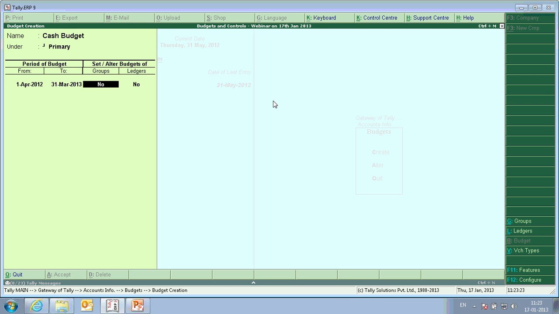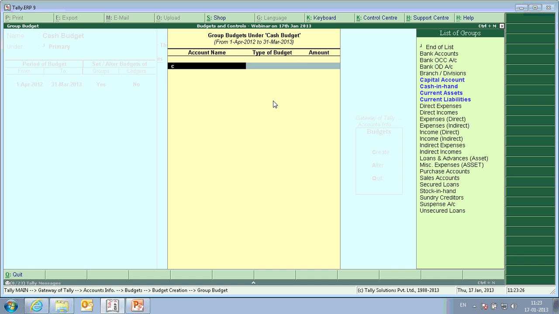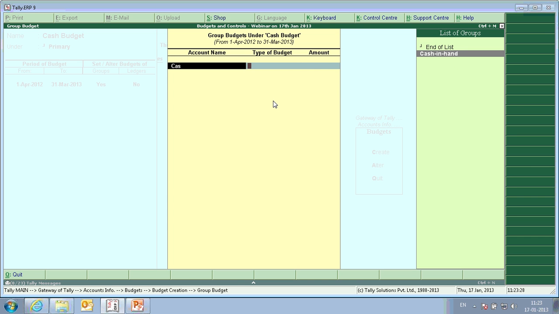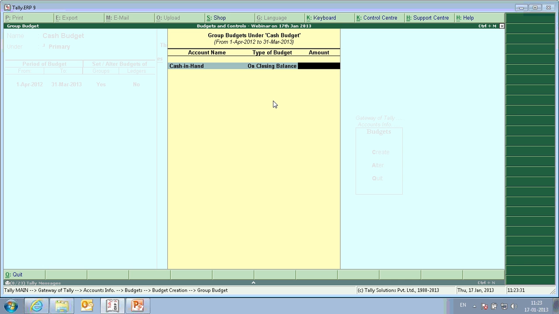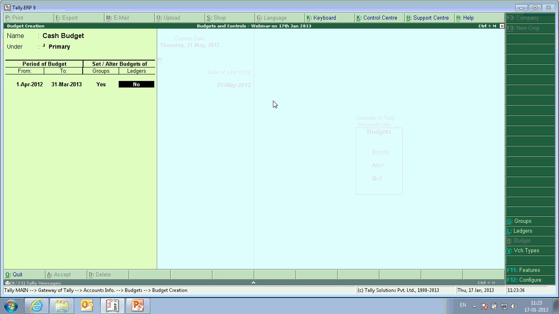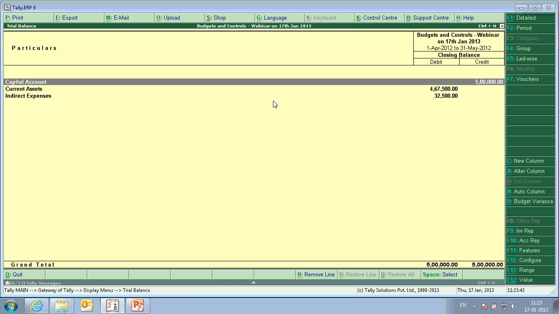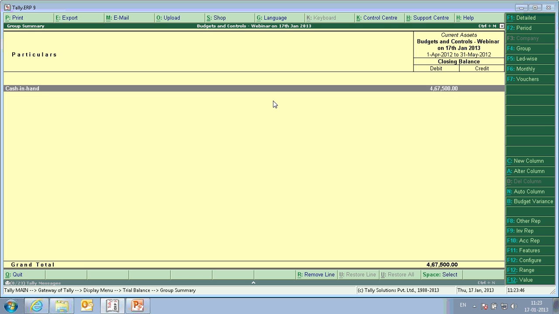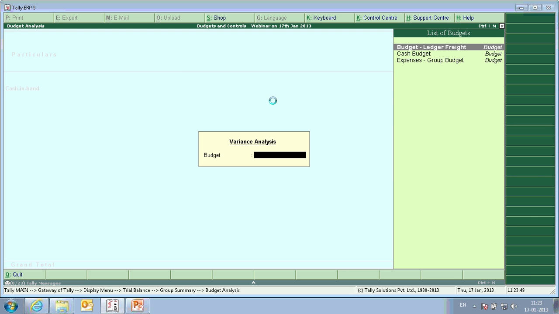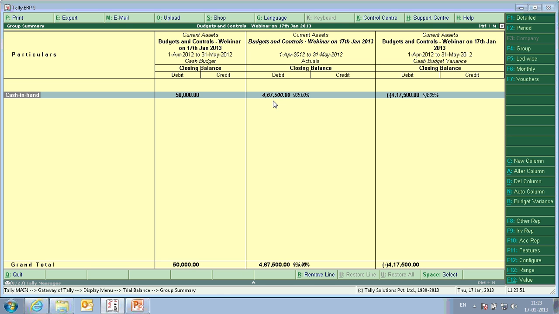Okay, so I'll go to group budget. We have cash in hand here, let us say 50,000. So we have cash in hand. I'll say budget and cash budget. Yeah, it is possible, I think so, sir. It is showing some amount. So debit I have fixed at 50,000, but available is much more.